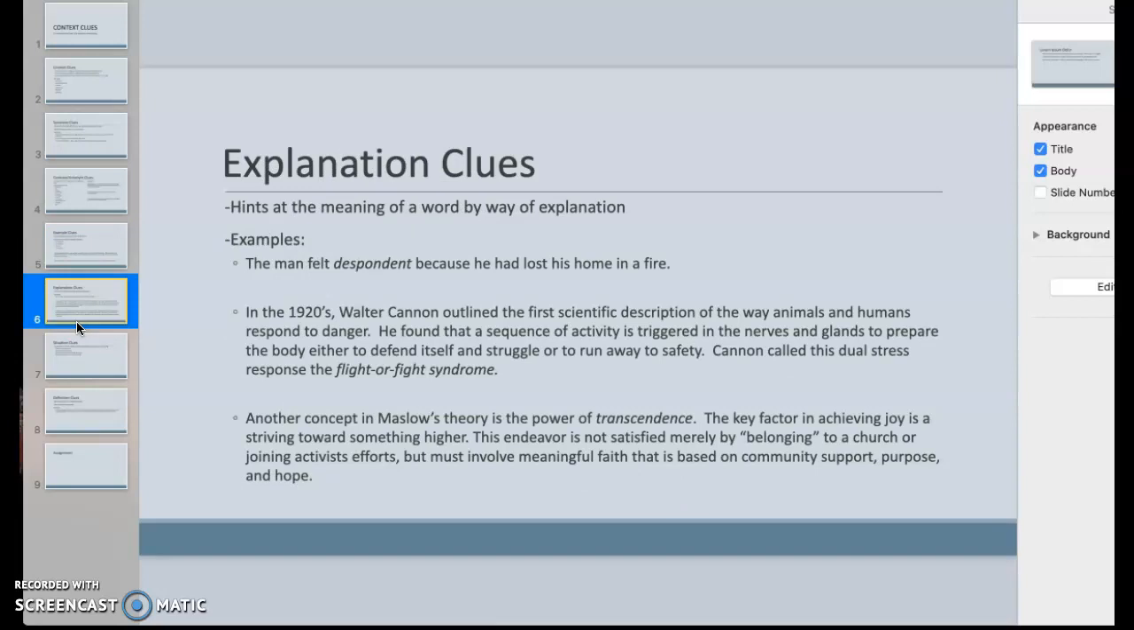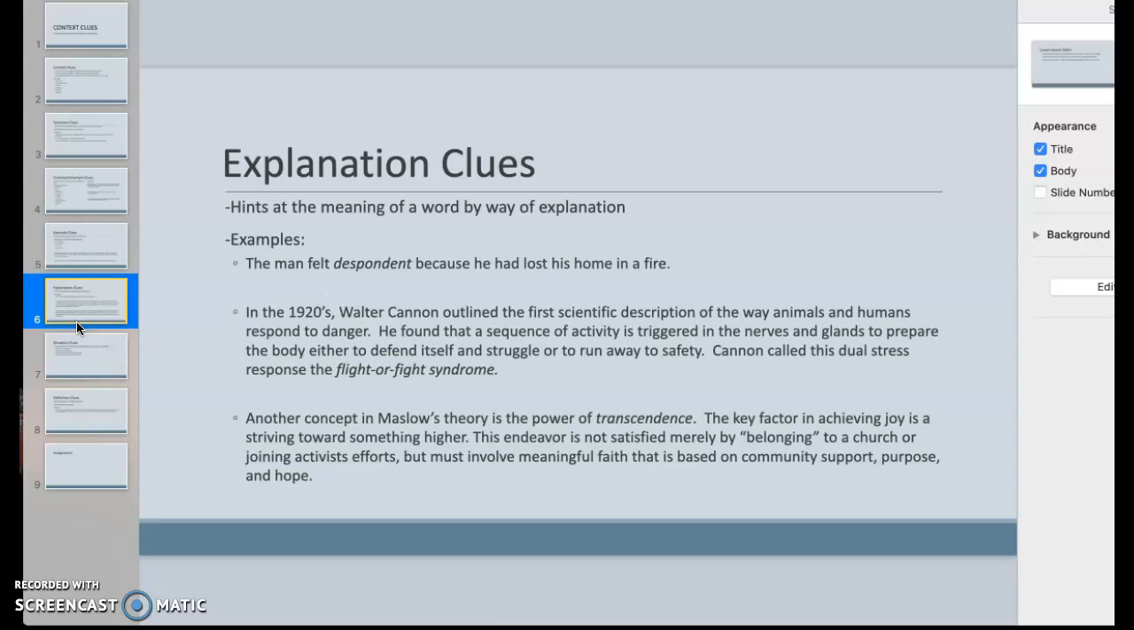Explanation clues are those clues that hint at the meaning of a word by way of explanation. For example, kind of a cause and effect in this example: The man felt despondent because he had lost his home in a fire. So using your inferential clues or what you already know, how would you feel if you lost your home in a fire? You're probably not excited. You're probably not jumping up and down. You're not happy. But despondent probably means sad, distant, perhaps quiet.